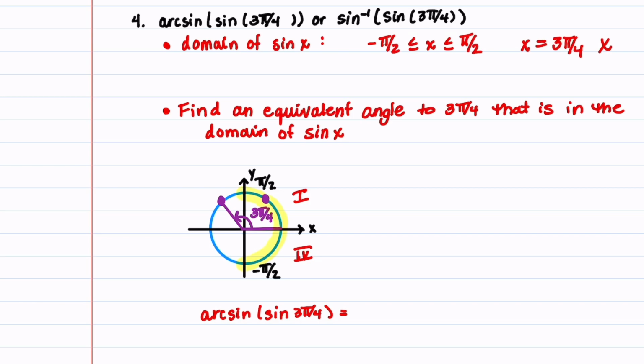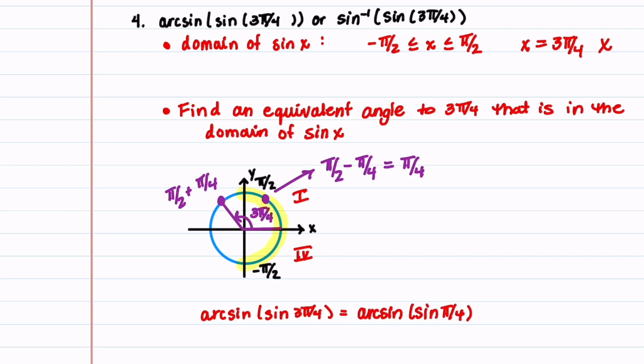We can think of the angle 3 pi over 4 as pi over 2 plus pi over 4. So our equivalent angle in the first quadrant is pi over 2 minus pi over 4, which is pi over 4. We can then write that arcsine of sine 3 pi over 4 is arcsine of sine of pi over 4, which is in our domain, so this is just equal to pi over 4.